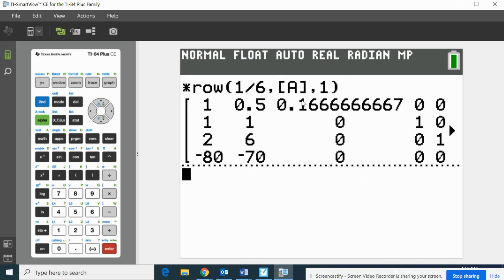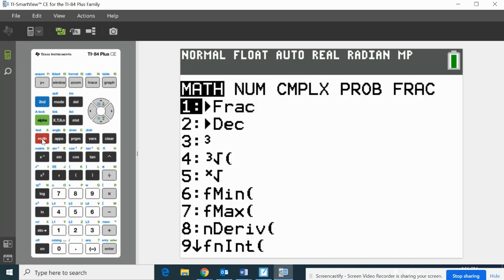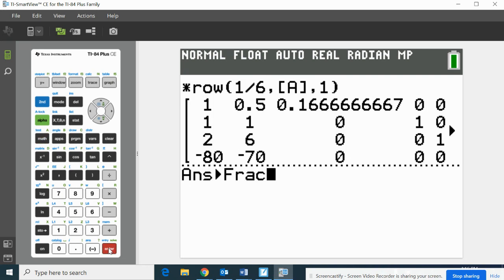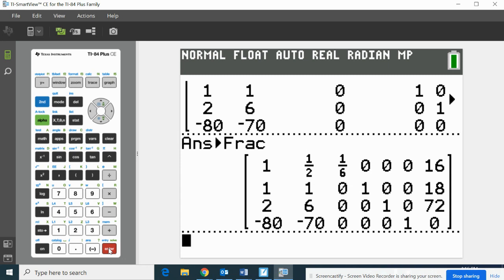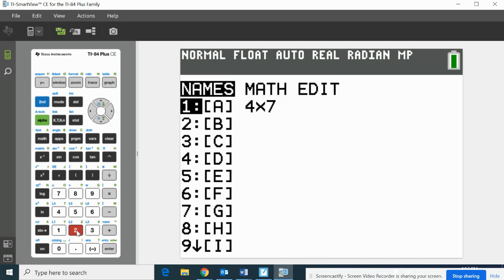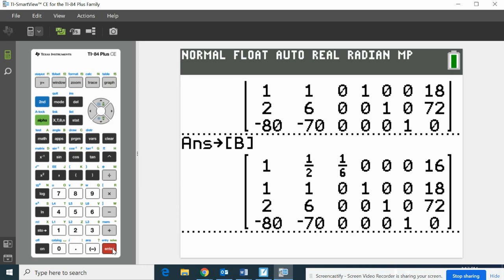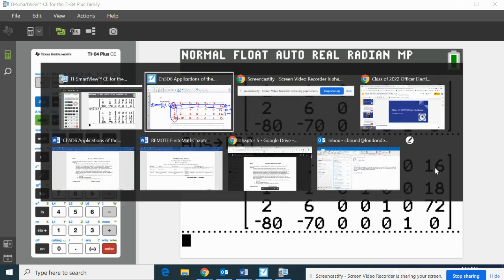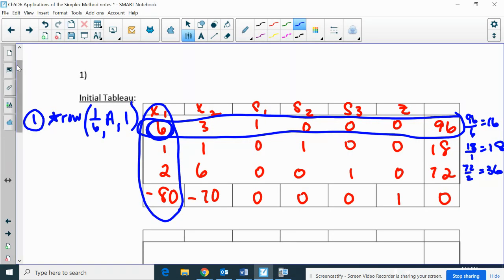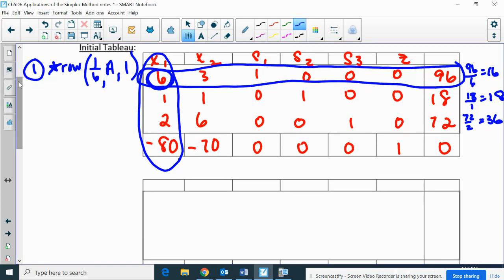And row 1, and enter. Now I don't like that there's decimals like that. That's icky. So I'm going to go to math, number 1, change it to a fraction, and hit enter. And now I can actually see the whole matrix in there, which is awesome too. So now I'm going to hit store, second matrix, number 2B, enter. And now that I've made row 1 what I want, I'm going to go write row 1 into my second tableau. So I'm going to come down here, and I have 1, 1/2, 1/6, 0, 0, 0, 16.